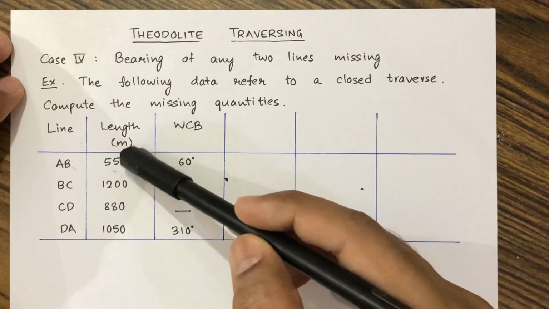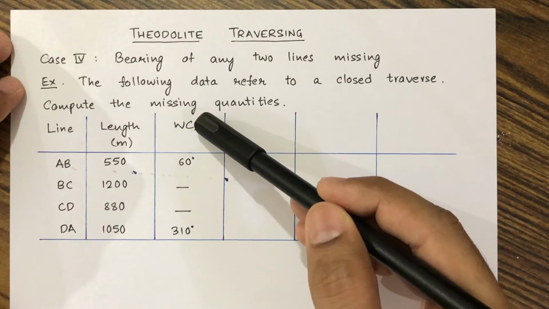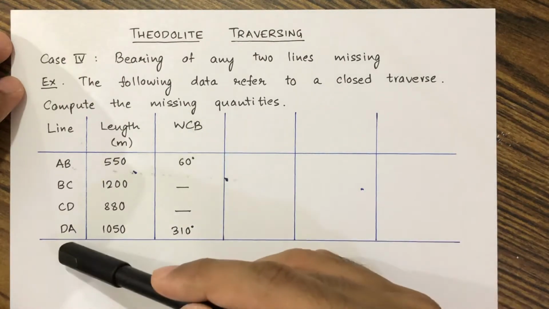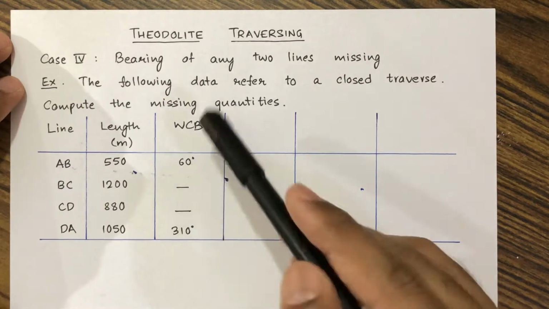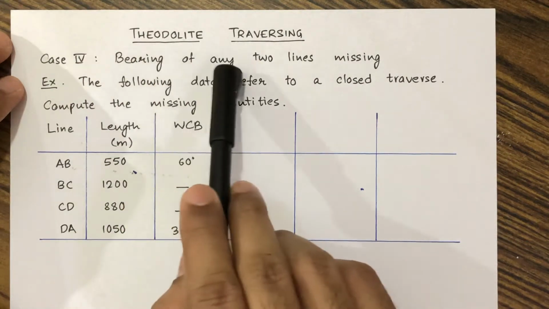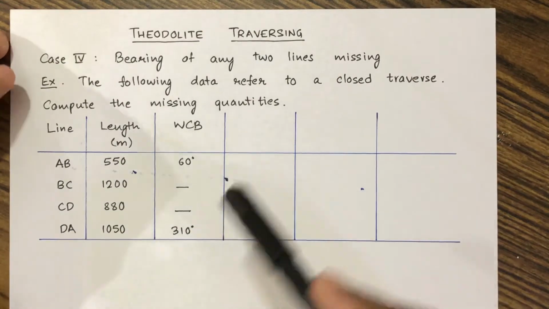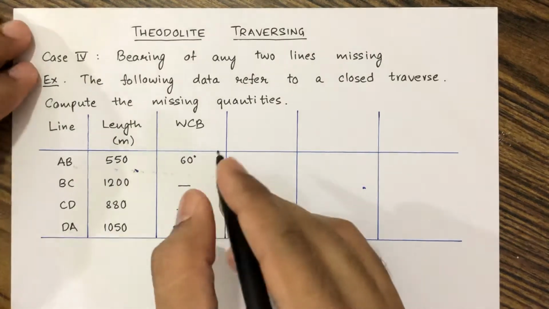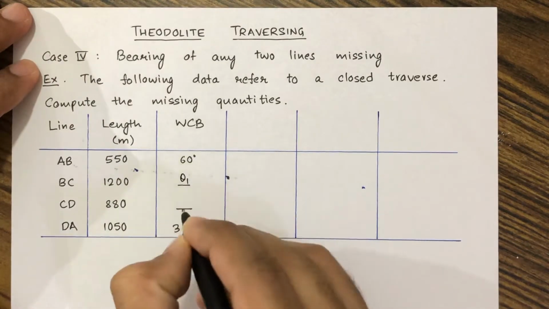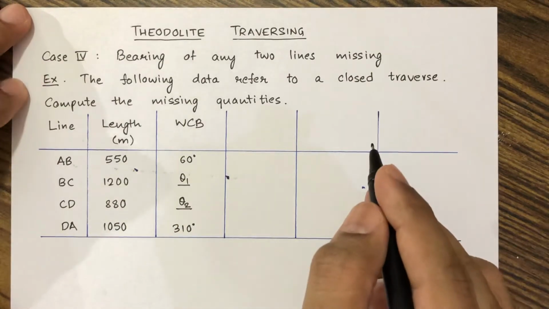The lengths of all the lines are also provided in meters. The whole circle bearing is also given for AB and for DA, but for BC and CD it is missing. So that is case 4, that is, bearing of any two lines missing. So here the two lines are BC and CD, so the bearings of these two lines are missing. Let us call these theta 1 and theta 2. So we have to find theta 1 and theta 2.